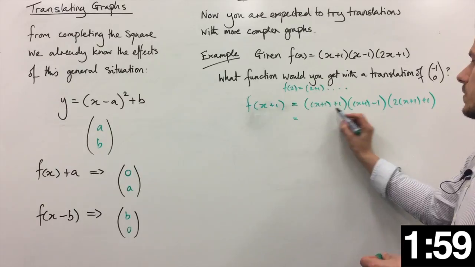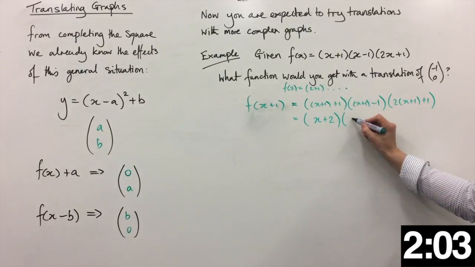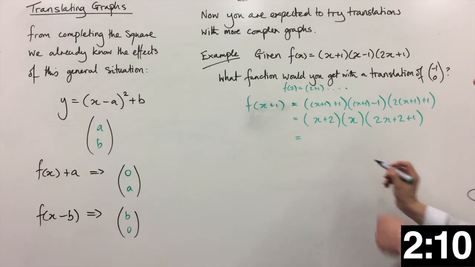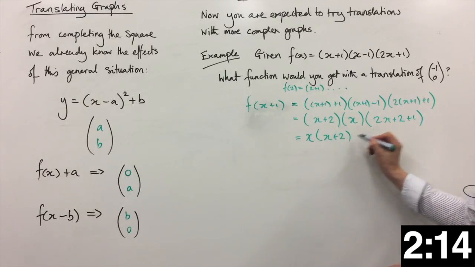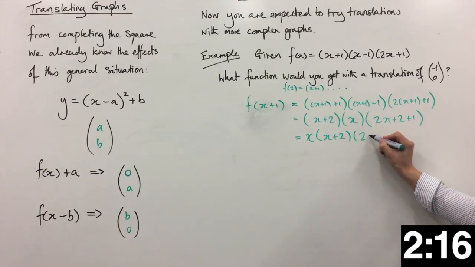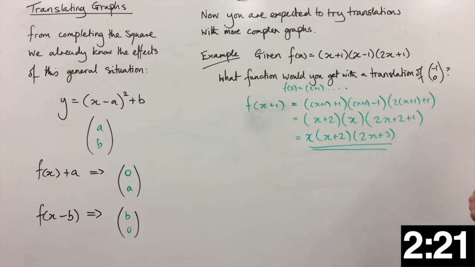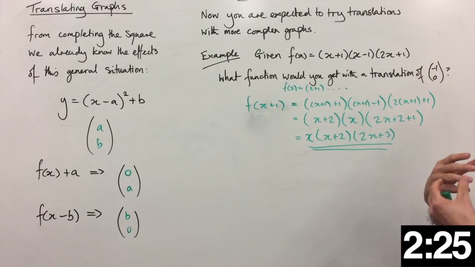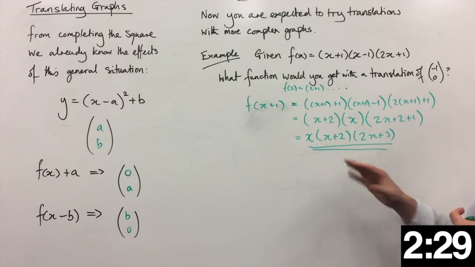And we continue to sort this out, so x plus 2, just x, we'll come back to sort that out later, 2x plus 2 plus 1. So tidying up, we get an x here, we've got x plus 2, and this bracket will be 2x plus 3. Can you see that without expanding this entire thing and figuring out how to just shift that, this is a much quicker way to get to a final answer?